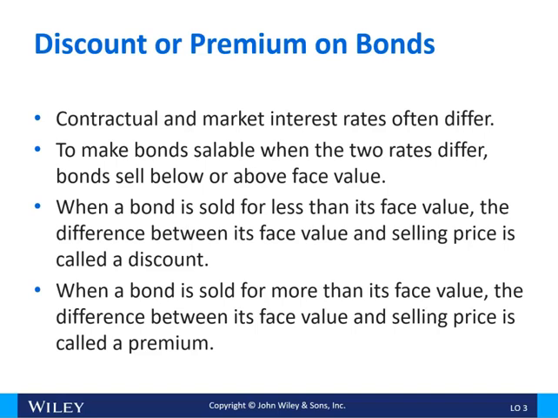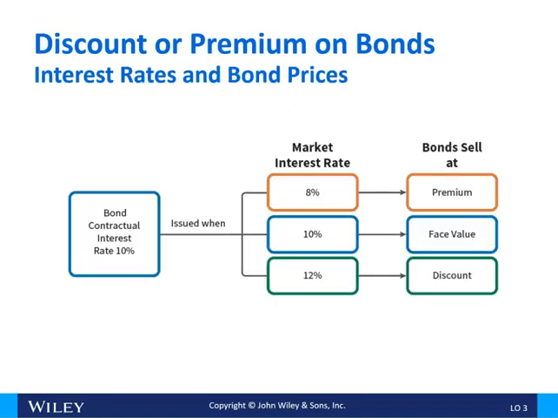When a bond is sold for less than its face value, the difference between its face value and selling price is called the discount. When the bond is sold for more than its face value, the difference is called a premium. So if it's below face value, it's a discount. Above face value, it's a premium. Let's look at that graphically.